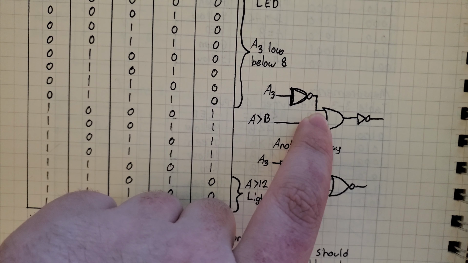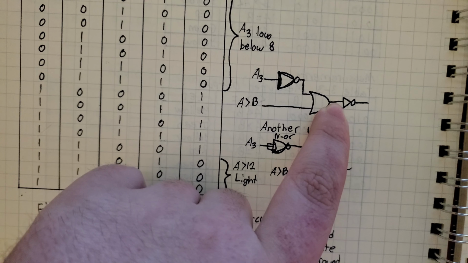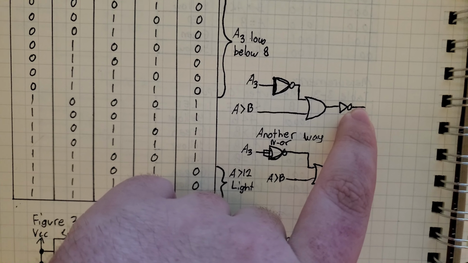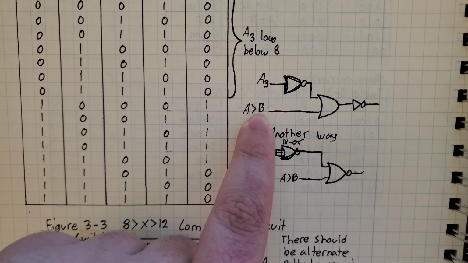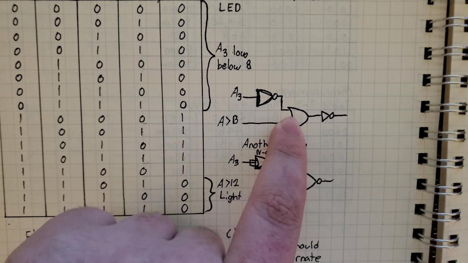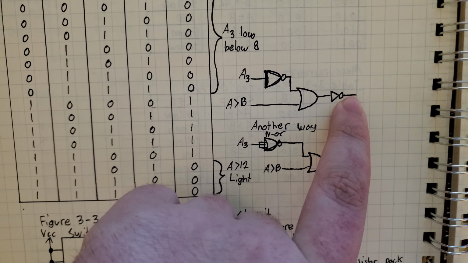Then if A3 is on, we take the 0 from there, and it will go here, and then we invert it into a 1. But if A is greater than B, which B will be set to 12, then it will put a 1 here, so this will be a 1, and we'll have a 0.